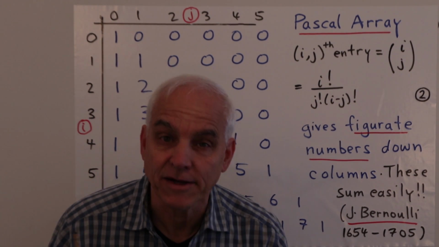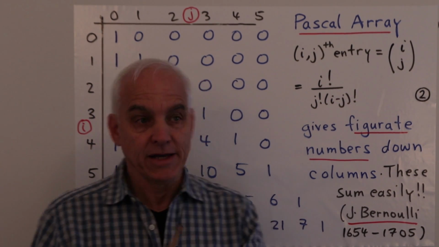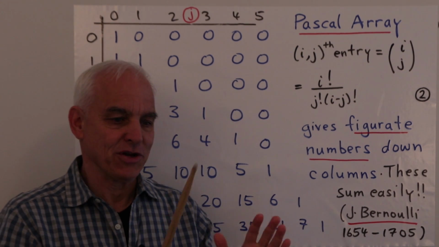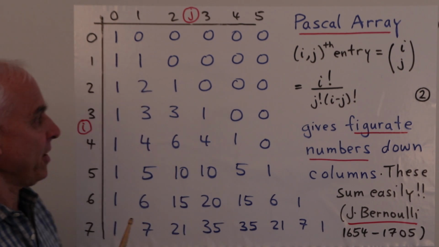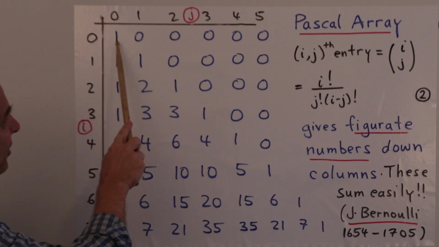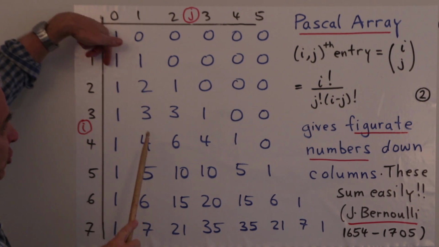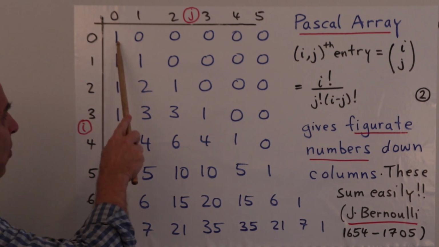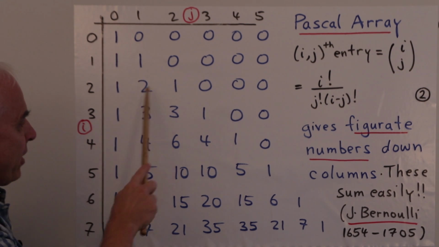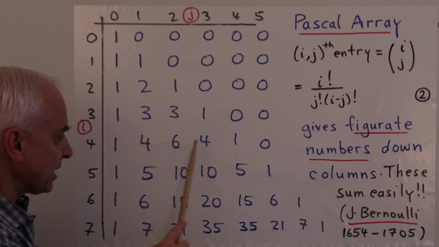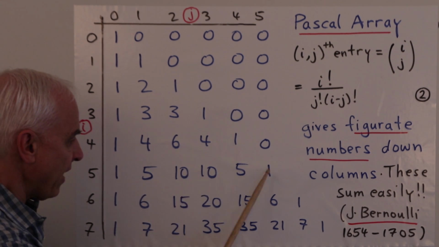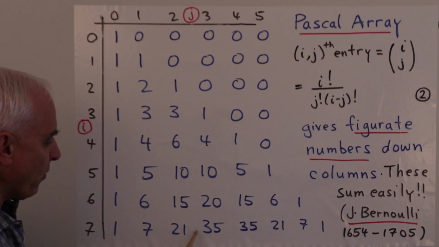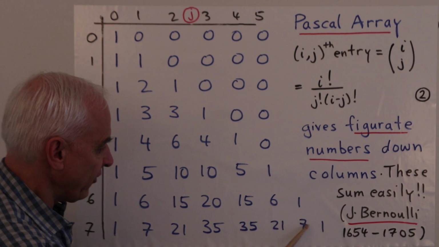So a very important ingredient in understanding sums of powers is Pascal's array, which is Pascal's triangle, just arranged in a perhaps somewhat different way. So here we have this array where we have the usual rows of Pascal's triangle left justified. 1; 1, 1; 1, 2, 1; 1, 3, 3, 1; 1, 4, 6, 4, 1; 1, 5, 10, 10, 5, 1; 1, 6, 15, 20, 15, 6, 1; 1, 7, 21, 35, 35, 21, 7, 1.